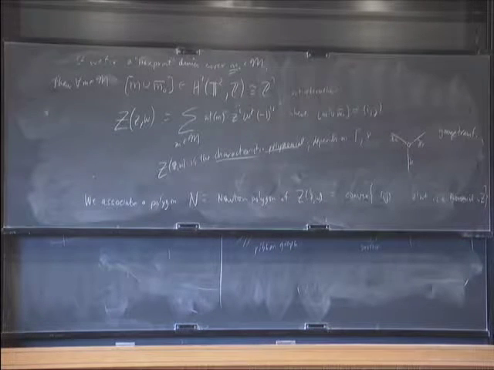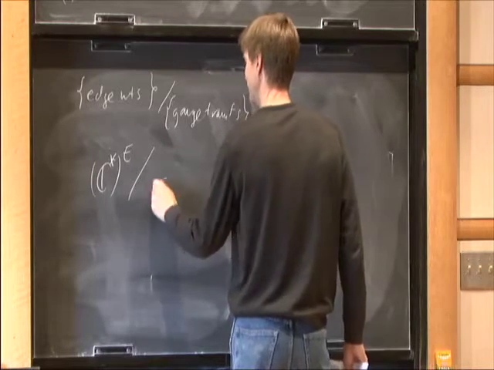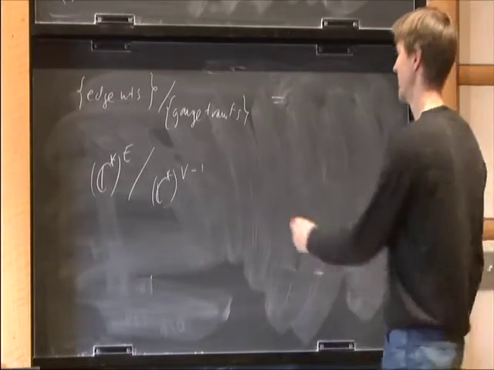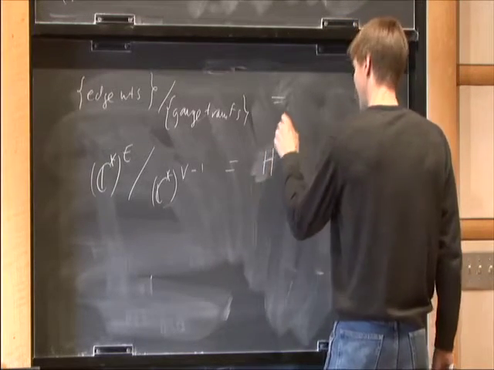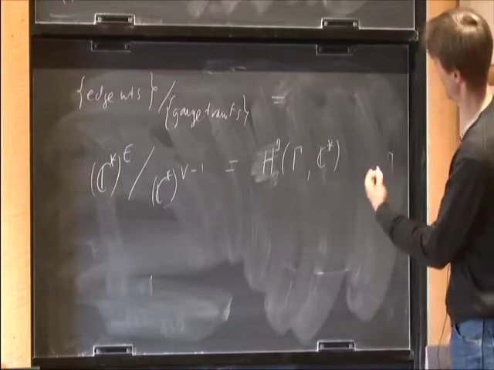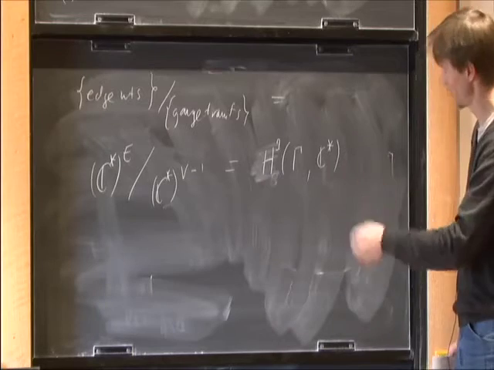So if I look at the edge weights mod gauge transformations, then the dimension of the space is now the dimension of the cycle space. So this is the C star to the number of edges mod C star, it's really vertices minus one, because if I multiply everybody by the same constant, it's going to be the first homology of my graph. That is, I'm going to have one parameter for each element of the cycle space of my graph.